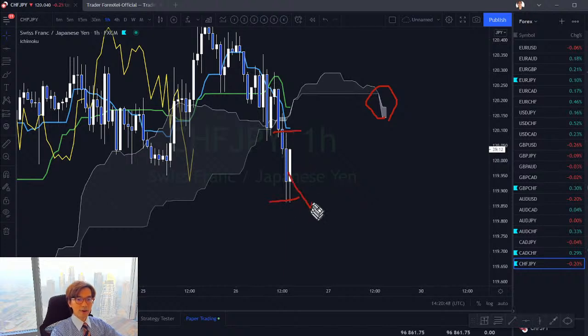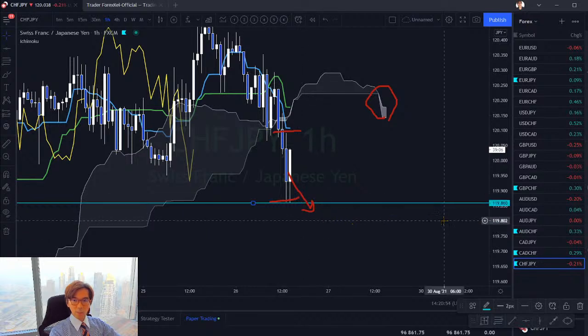So unless the market breaks the previous support level at, let's see, 119.86, I would wait. I would wait for it. I don't think this is a good market to be in actually. So I guess I would just wait until the market breaks the support level.